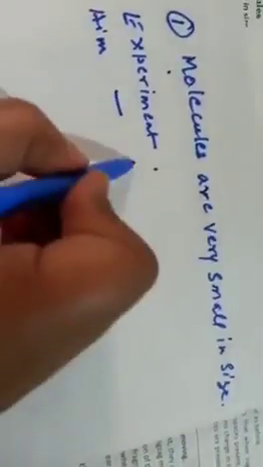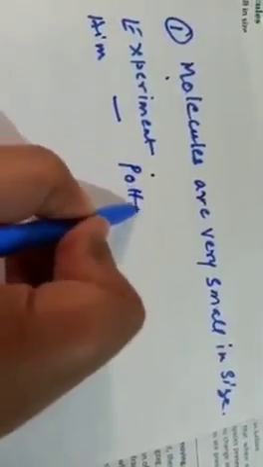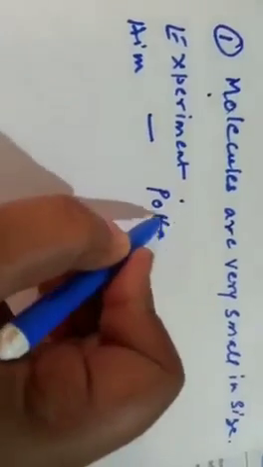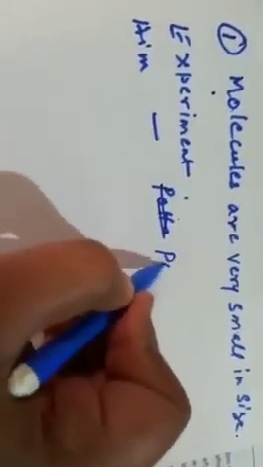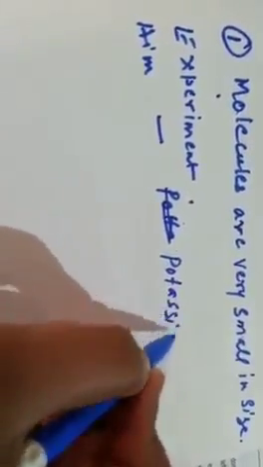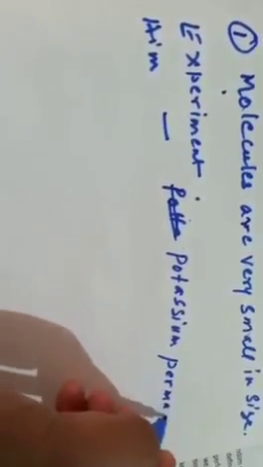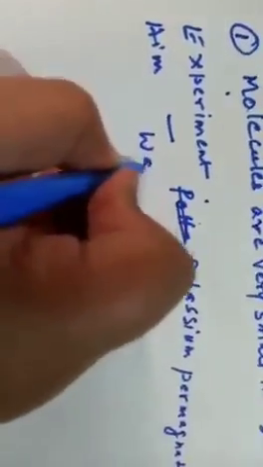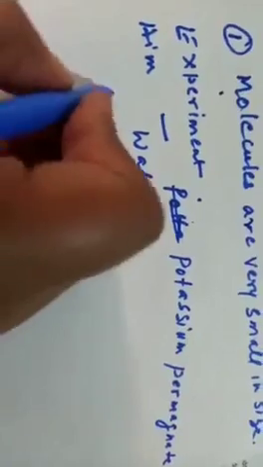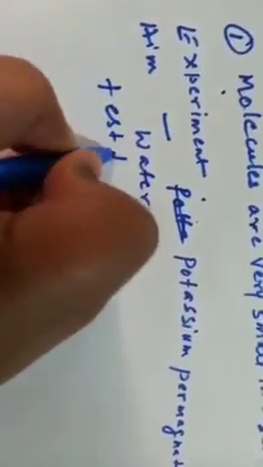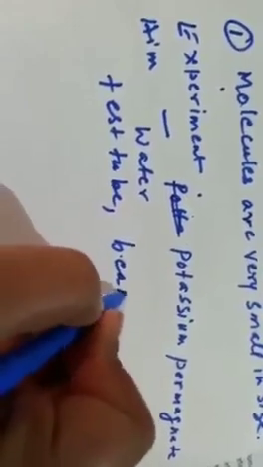So what are we using here? We are using crystals of potassium permanganate. We are using water and we are using some test tubes and beakers.